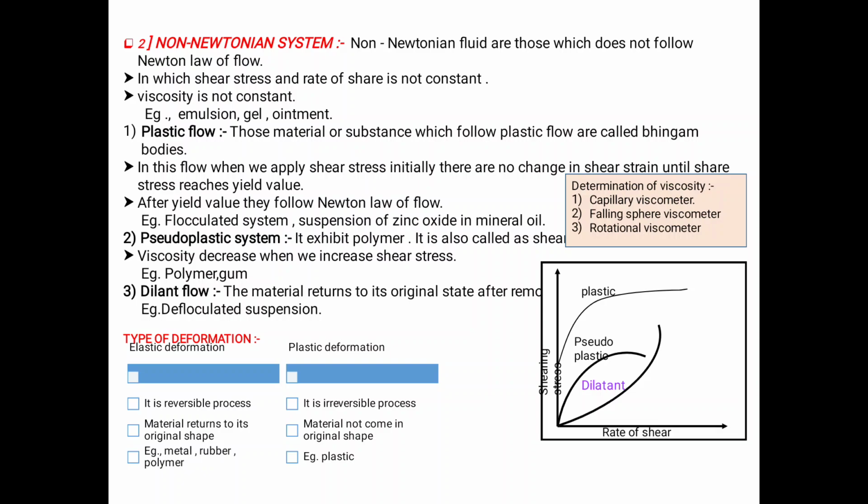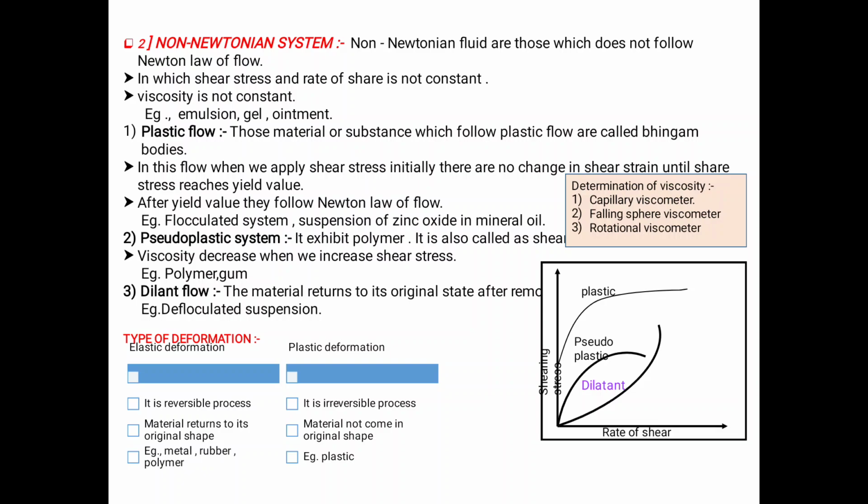Initially there is no change, but after some time there is a change until the shear stress reaches the yield value. After the yield value, they follow the Newtonian law of flow. Examples: flocculated suspension, suspension of zinc oxide in mineral oil. Pseudoplastic flow exhibits polymers. It is also called shear thinning.